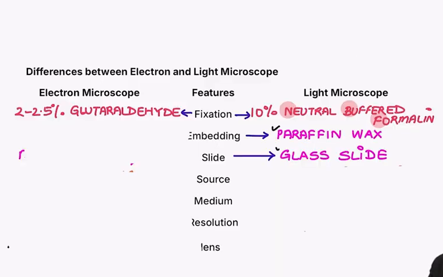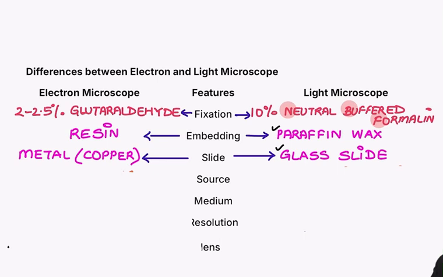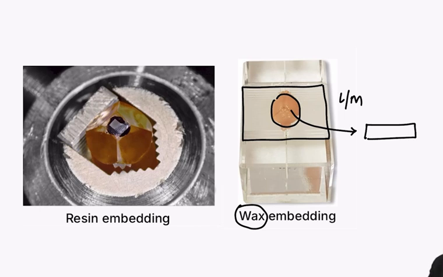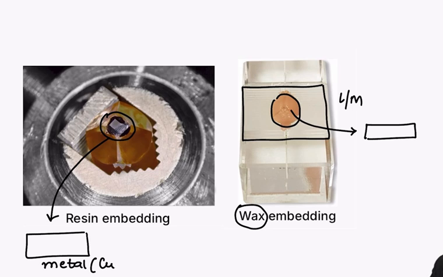I think everyone knows this about a light microscope, but the story is different for an electron microscope. The embedding is done in resin. You do not use paraffin wax here, because paraffin wax doesn't go well with electrons later on. So you embed it in resin and then you cut it onto a slide made of copper or metal. So this is what resin is. This is how you've embedded it inside resin. This is your sample, and when you have to cut it, you cut it out and put it on a slide made of metal, usually copper.